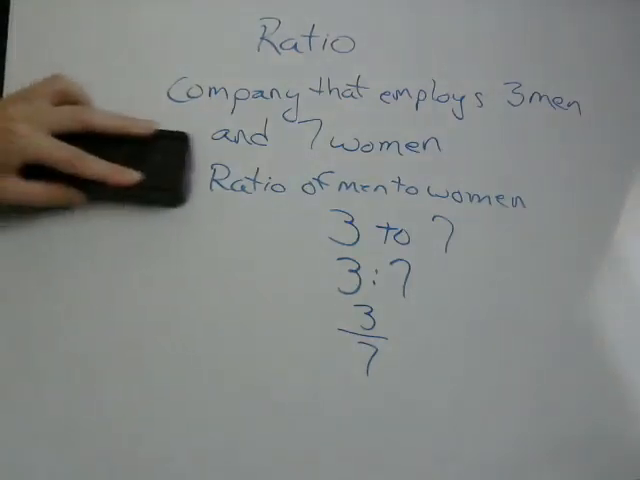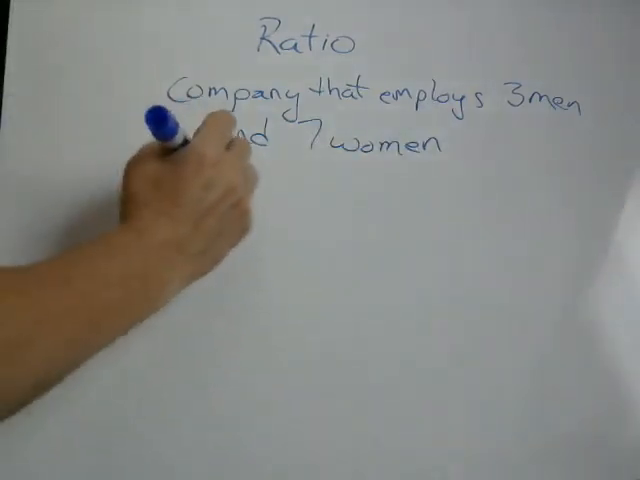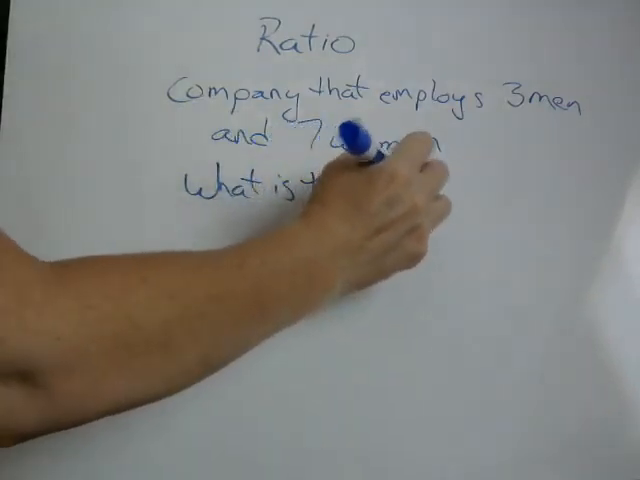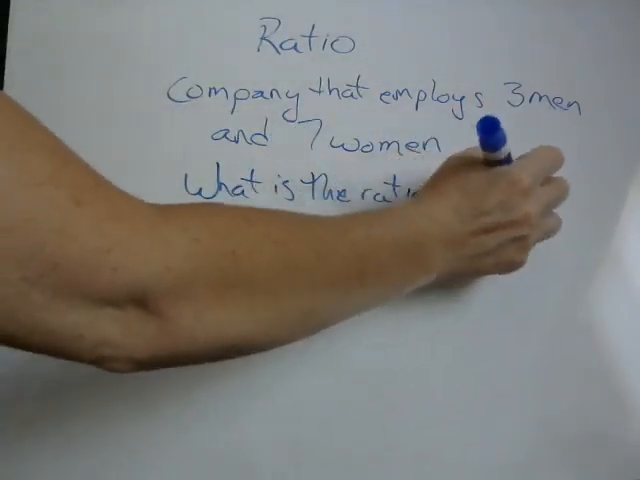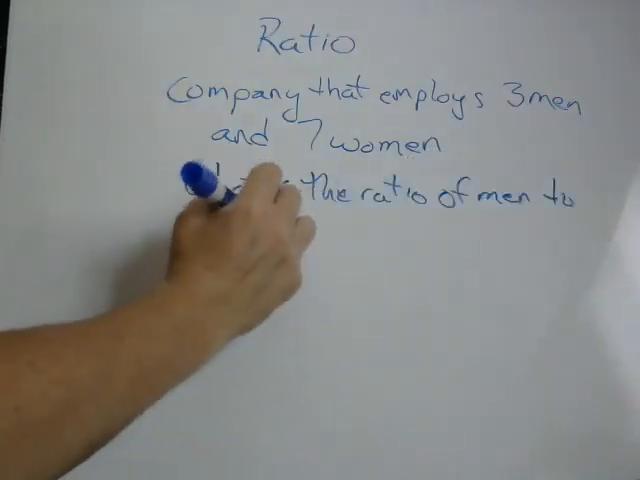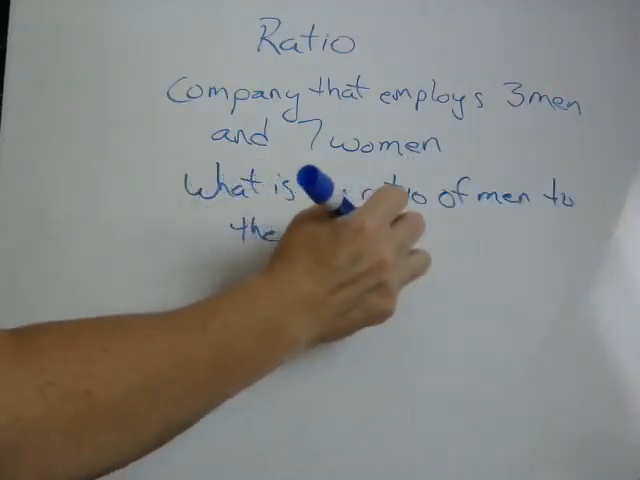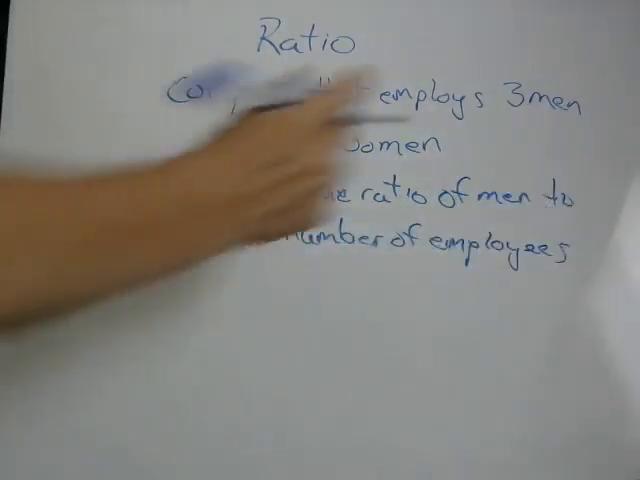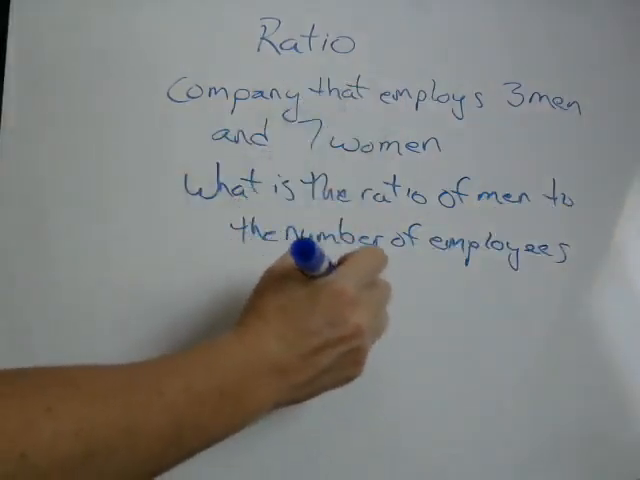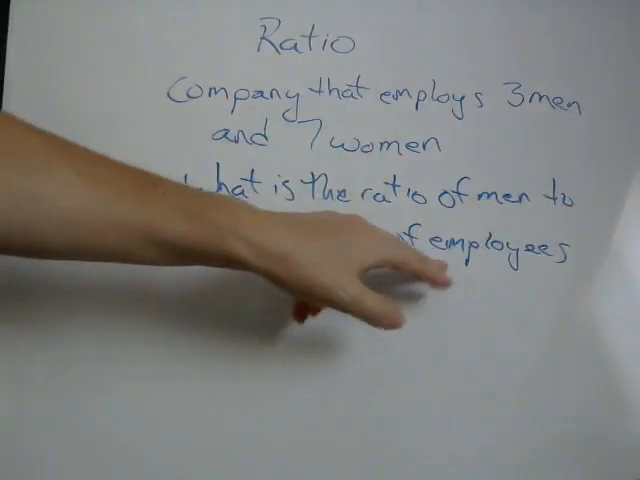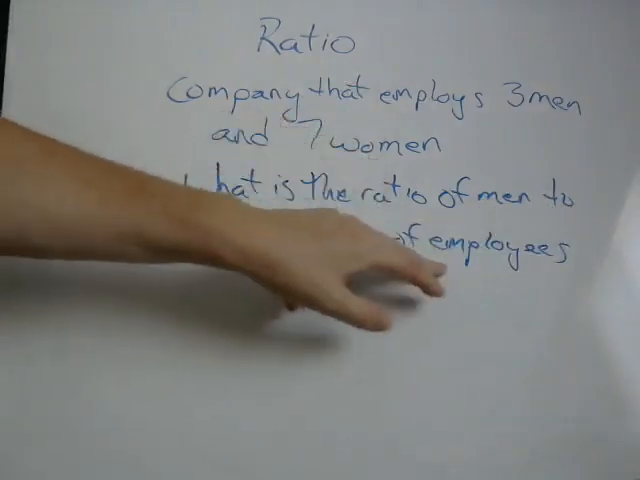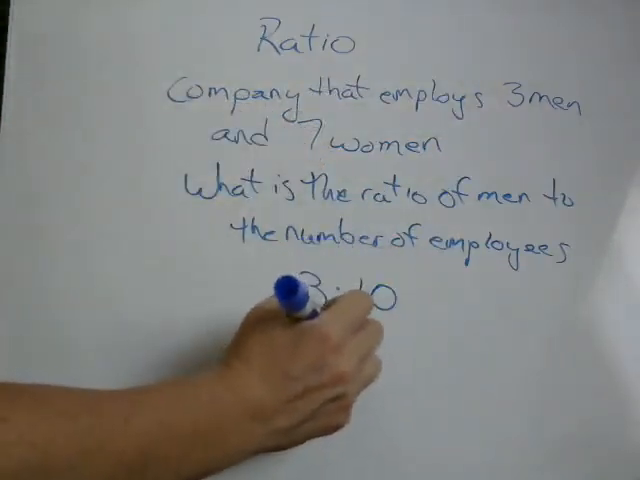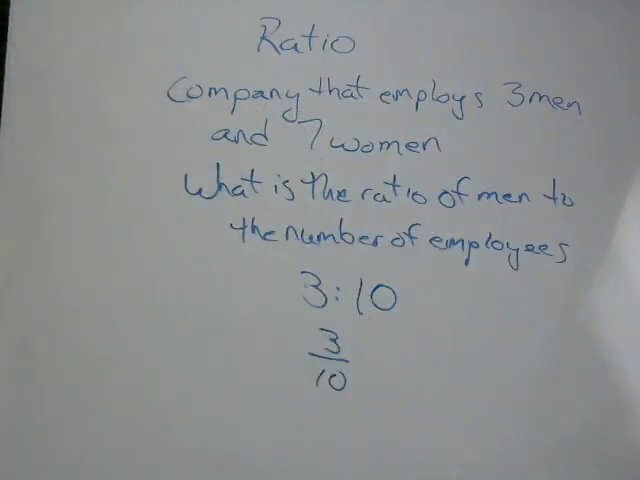What if the question instead said, what is the ratio of men to the number of employees? So again, there's 3 men. We'll write it with a colon. How many employees are there? Not how many women, how many total employees? Well, there's 3 men, there's 7 women, so there's 10 total employees. So you can write it that way or as a fraction.